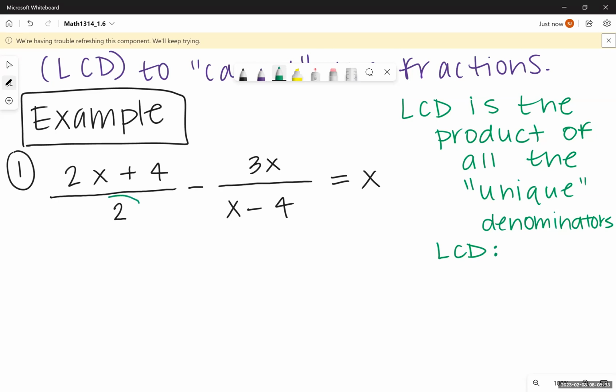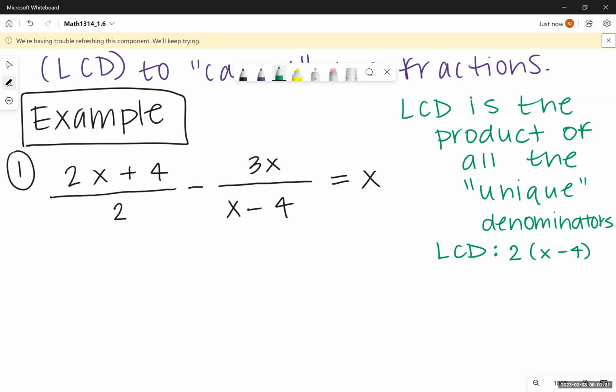For this problem, our LCD is going to be 2. This is a unique denominator that I have not written yet for the LCD, so I'm going to write it. Then when I go to the next denominator, I have x minus 4. That's also unique. I have not written it yet, so it's going to be a part of my LCD. Right here where it says product, it means they all get multiplied together. So I need to make sure that I leave that in those parentheses.